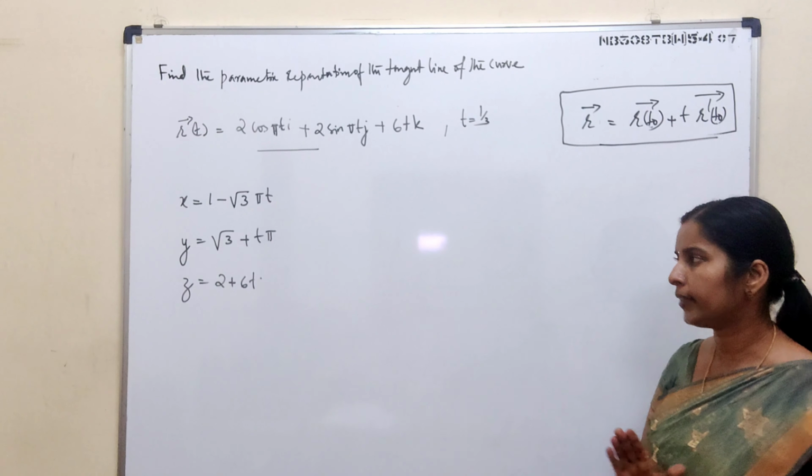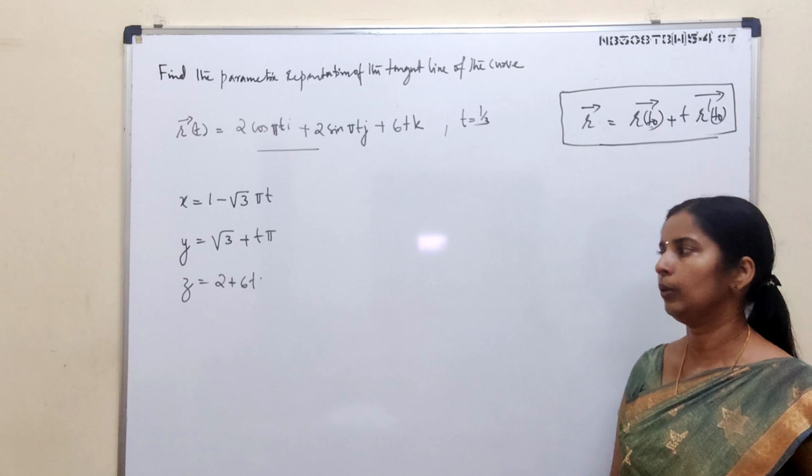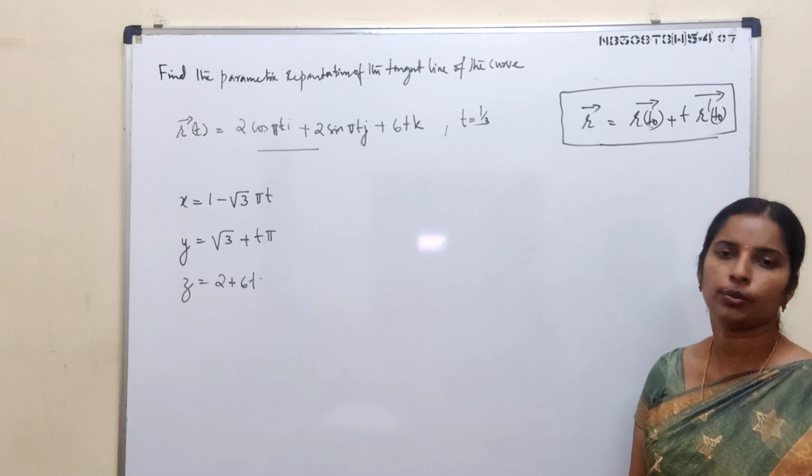Then you can easily write the parametric equations of the tangent line. And you will get the answer as x equal to 1 minus root 3 pi t, y is root 3 plus pi t, and z is 2 plus 6t.